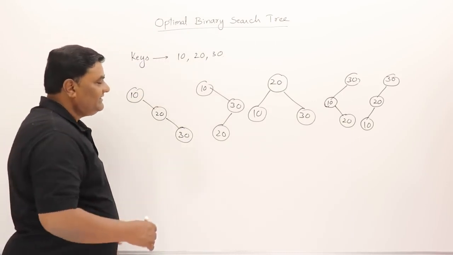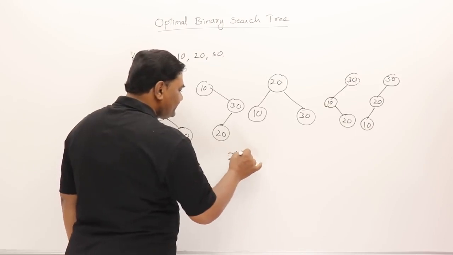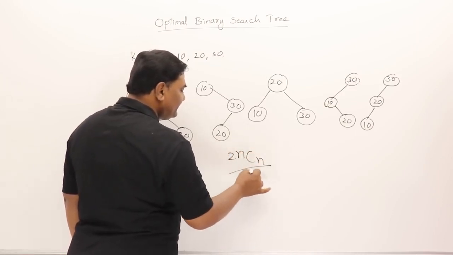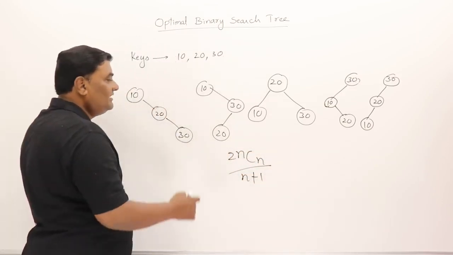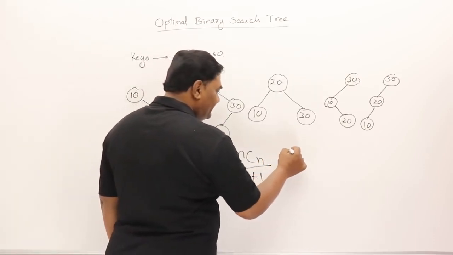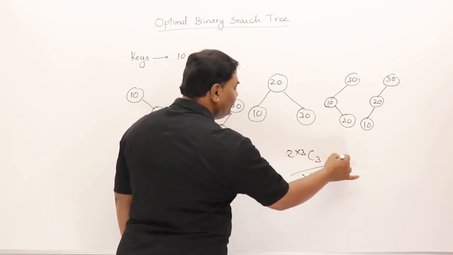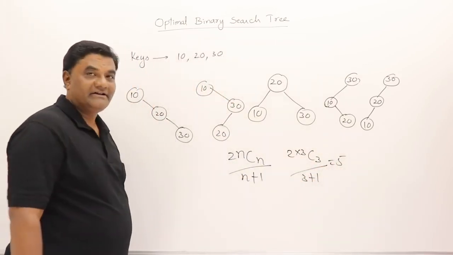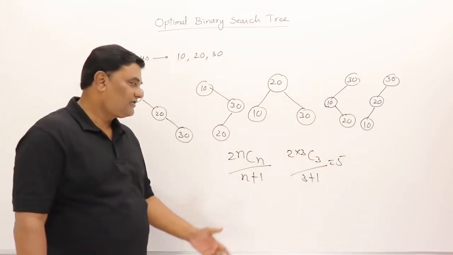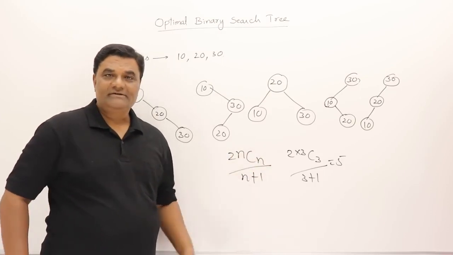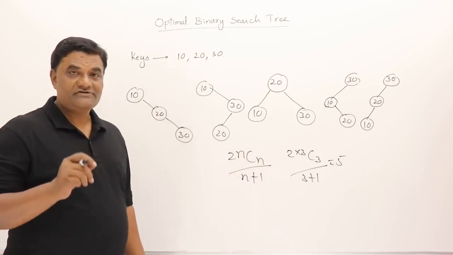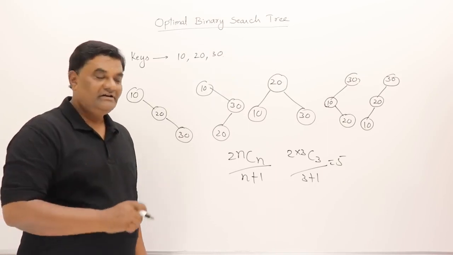So for n keys, how many different binary search trees are possible? 2n C n by n plus 1 binary search trees are possible. So for 3, this will be 2 into 3 C 3 by 3 plus 1, this will be 5. So 5 different binary search trees are possible for 3 keys. For n number of keys, these many are possible. We will see what is the cost of searching in each tree.